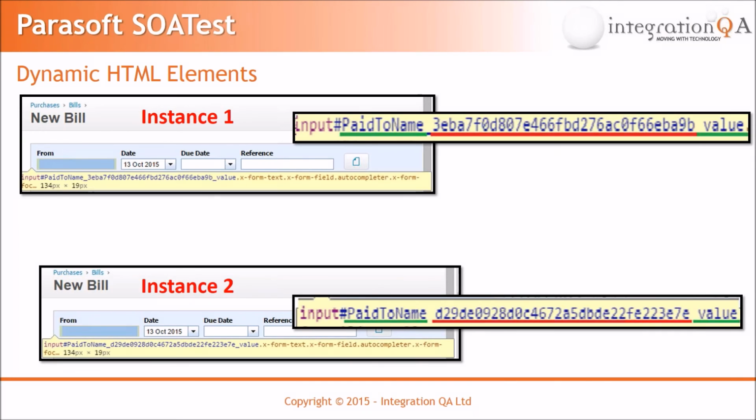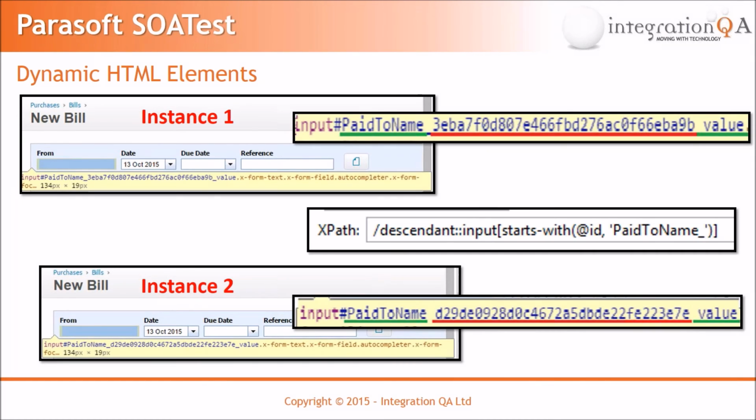What I can show you is an example of a working XPath. Here it is. We've got the input whose ID starts with paid to name, and that's going to search for the first element on the page that starts with the ID paid to name, and it's going to immediately find this. Because this is the first such element on the page, full stop, it's going to find it.